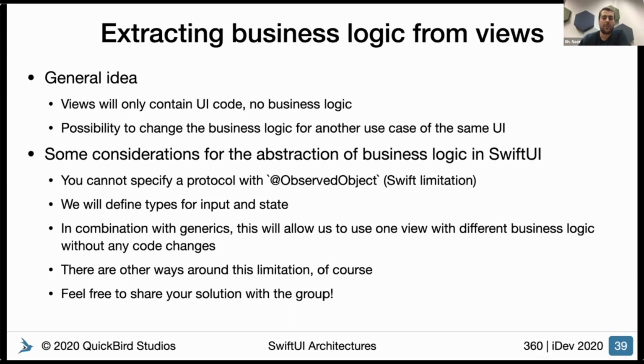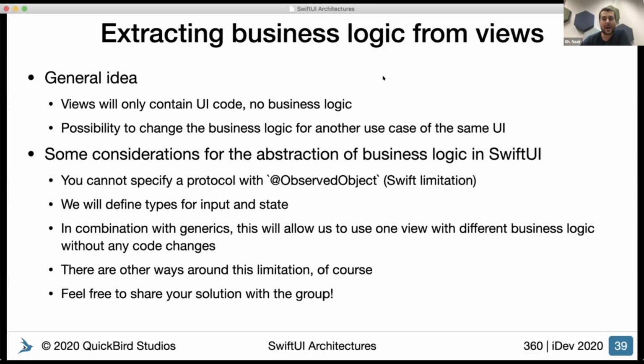In our case now, we will define types for an input and a state. The input being some kind of action that should be performed, and the state being the state of the application at that moment. So in combination with generics, we will then use one view with different business logic without any code changes, but you will figure that out later on. Just keep in mind that some parts might be over-engineered or super generic, but they serve the purpose that you're not bound to that specific class that you are trying to implement, but instead you can put in some other business logic as well.